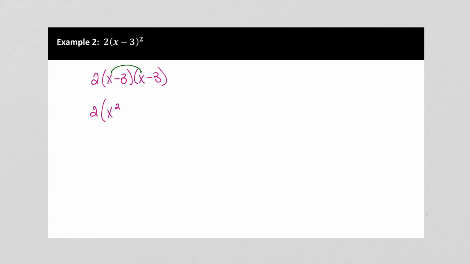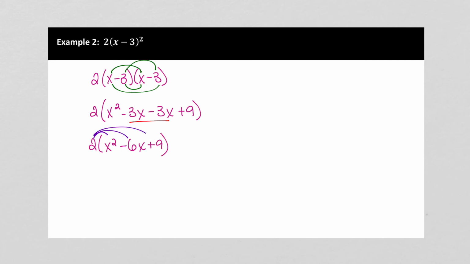See, I'm going to skip that first step now. Outer, x times negative 3 is negative 3x. Inner, negative 3 times x is negative 3x. And last, negative 3 times negative 3 is positive 9. And then we'll distribute the 2. Well, no, before we do that, let's combine like terms and then distribute. So negative 3x plus negative 3x is negative 6x. And now let's distribute the 2. So we'll have 2x squared minus 12x plus 18.